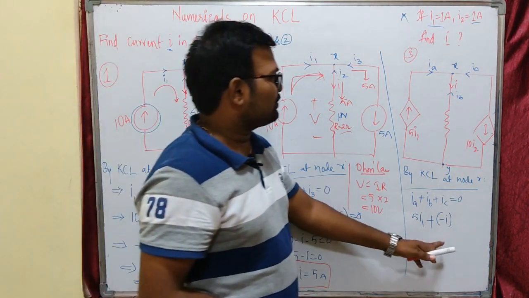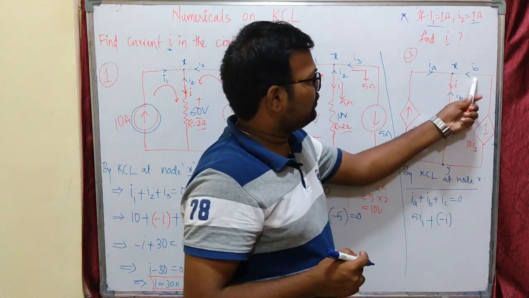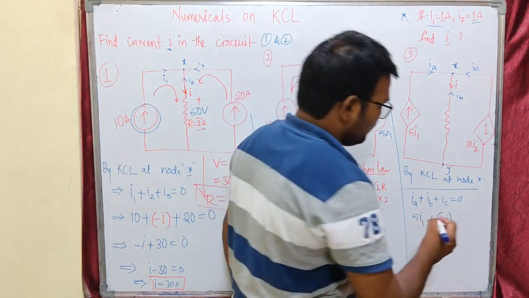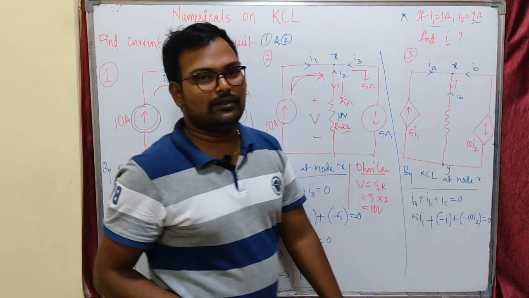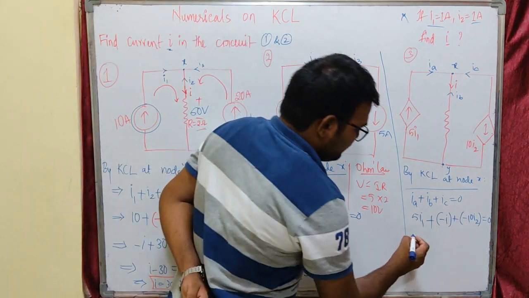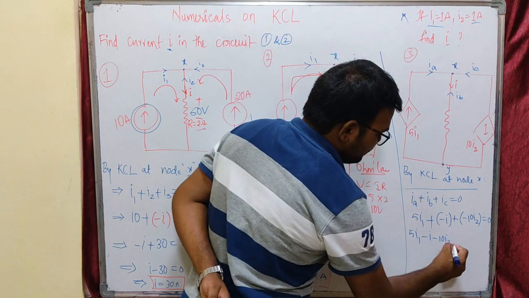I hope you are getting some sense, right? Now IC is in the opposite direction to our 10I2, so I am going to replace it with minus 10I2. This must be equal to 0 according to KCL. Now let us rearrange this. That will be 5I1 minus I minus 10I2 equal to 0.